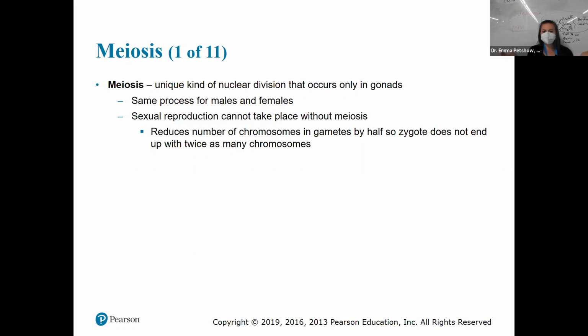You're going to reduce the number of chromosomes in your gametes by half, so your zygote doesn't end up with double the chromosomes. And this is where a lot of our genetic congenital conditions could start, especially if there's abnormal chromosome numbers or genetic defects. So understanding the generalities of meiosis is helpful in being able to walk yourself through what is happening in some of these congenital conditions.